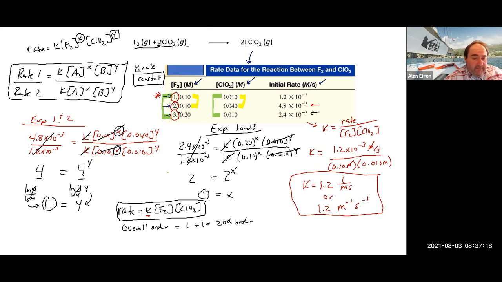You could run multiple experiments starting with different amounts, you will always end up with the same rate constant because it's a constant number, again, as long as you don't change the temperature. Now, first off, any questions on that calculation there?